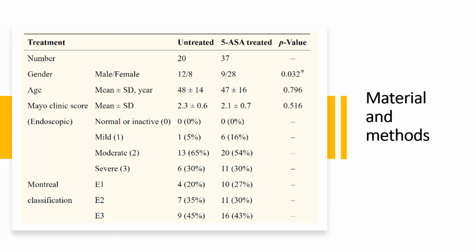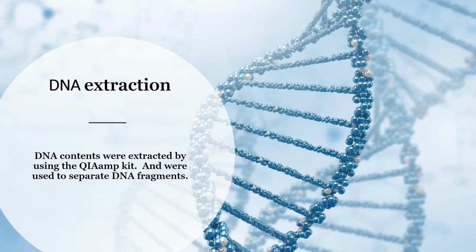This table shows the details of the hospitalized patients such as number, gender, and age, using colonoscopic examination. The disease and its type, UC or CD, were diagnosed. DNA contents were extracted by using the QIAamp kit and were used to separate DNA fragments. Then the relative abundance of each genus of bacteria was calculated by the Shannon Diversity Index.